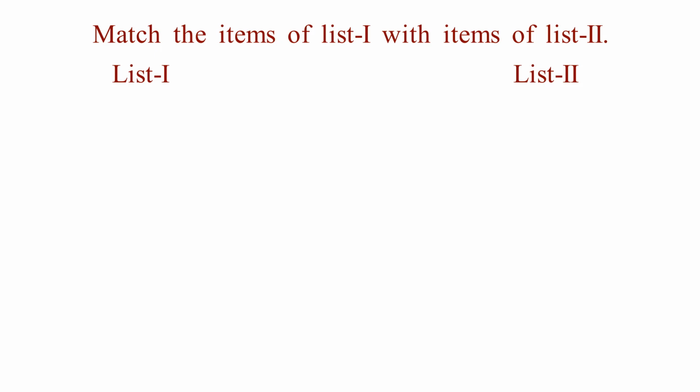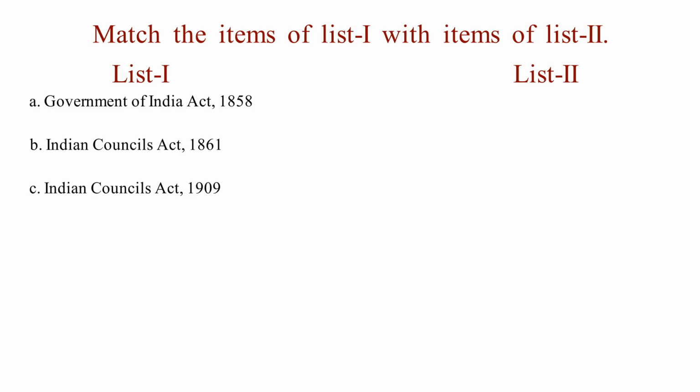Let us see which items are available in list 1. Item A is Government of India Act 1858. Item B is Indian Councils Act 1861. Item C is Indian Councils Act 1909. Item D is Government of India Act 1919.